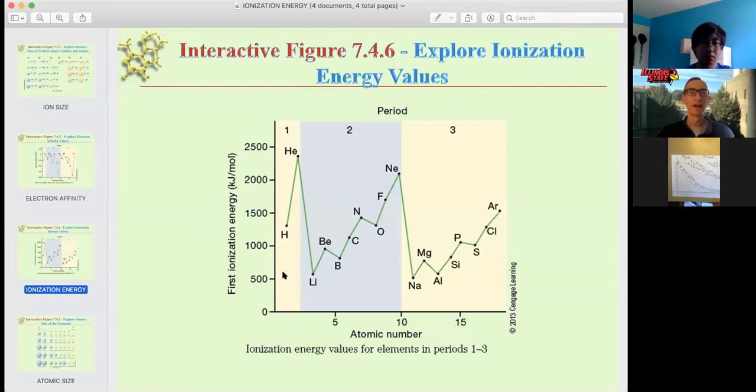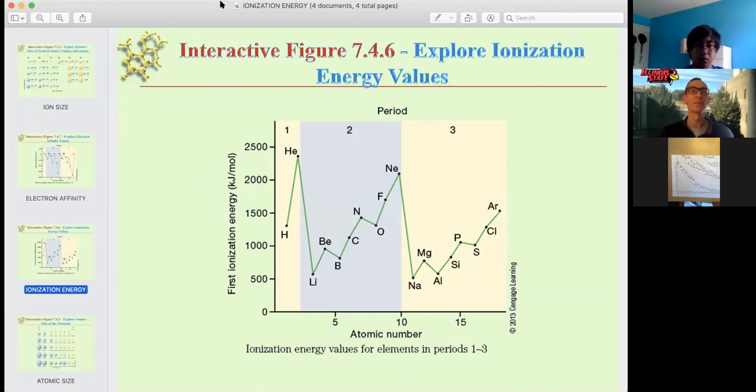Here we have hydrogen at halfway between 1,000 and 1,500. Oh, but look, this one is in kilojoules per mole. So it's about 1,300 kilojoules, exactly 1.3 megajoules, the exact same value. And so if we look at hydrogen, then lithium, then sodium, we see the value of the ionization energy is going down.